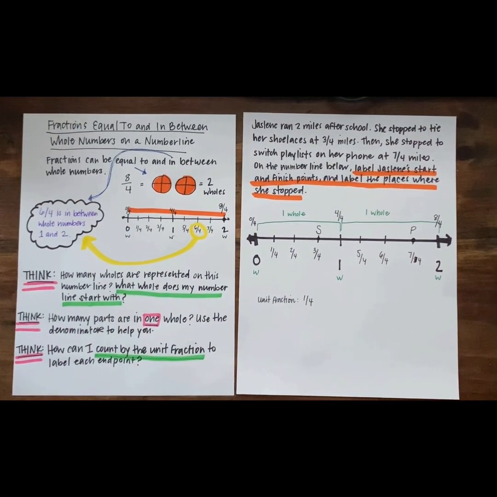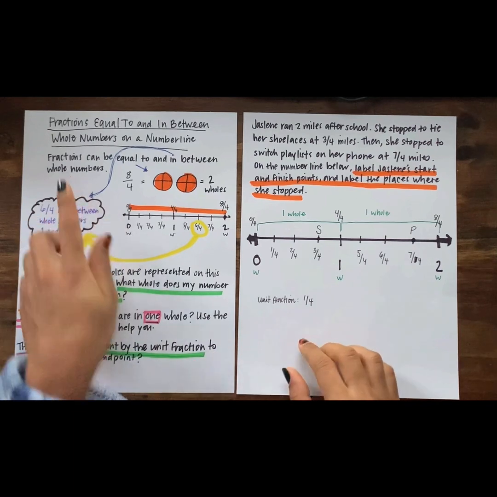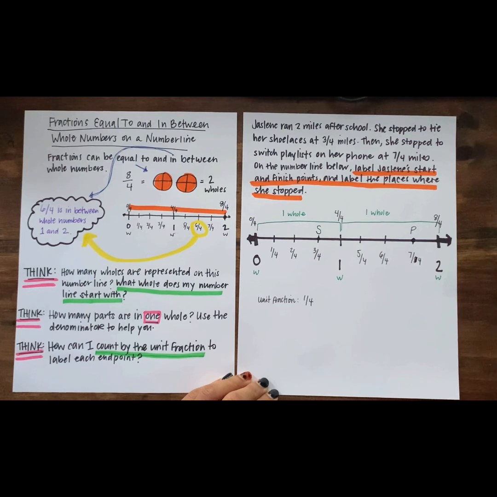Nice work. Today we learned that fractions can be equal to and in between whole numbers like points S and P from our number line. Remind me, how can we identify fractions that are equal to 1 whole or greater than 1 on our number line?